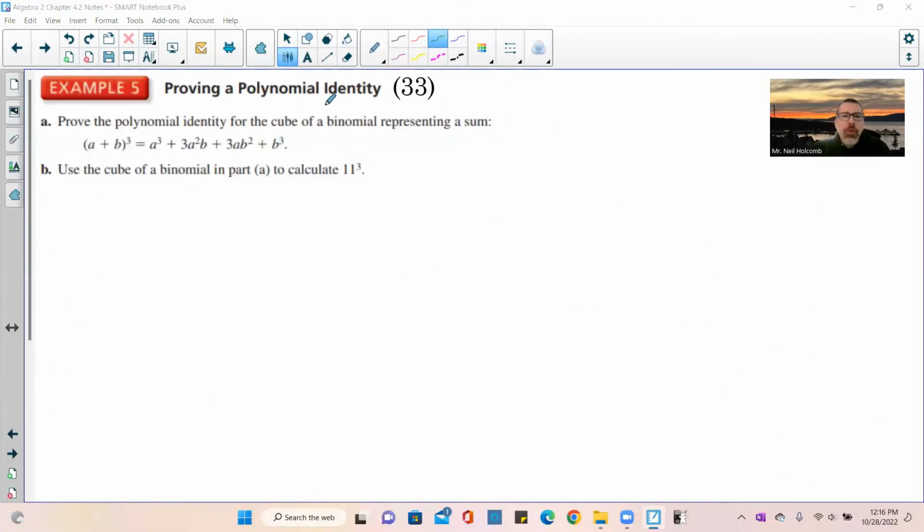Okay, example five is proving a polynomial identity. Prove that the polynomial identity for the cube of the binomial representing a sum. So they want us to prove this is true. All proofs are is just showing all the steps as to where things came from.